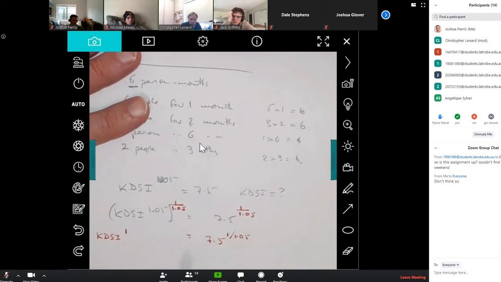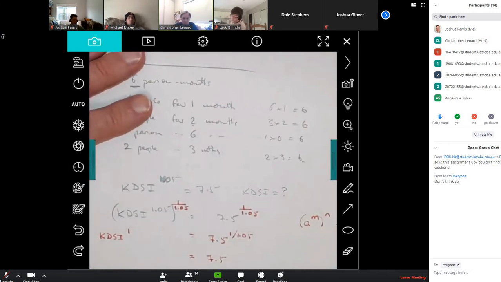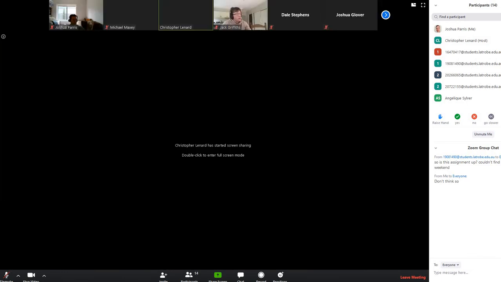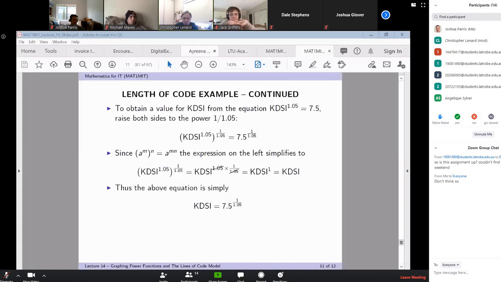So it's quite a neat application of our power rules. So we've got a to the m, all to the n is a to the mn. So if we choose n to be 1 over m, m times 1 over m just gives us 1. So if we choose this right, that times that gives us 1. So this has to be 1 to the 1.05. Well, that tells us the KDSI is 7.5 to the something. Okay, so that's what's happening at that line.